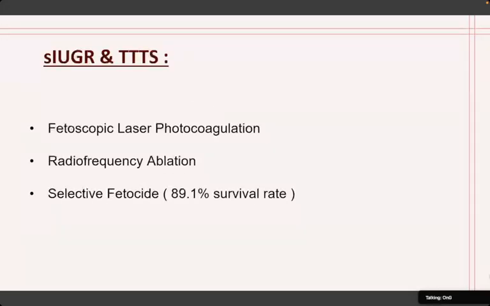Selective IUGR and triple TS. So here, performing fetoscopic laser photocoagulation for selective IUGR in the presence or absence of twin-to-twin transfusion syndrome has similar outcomes. The survival of the larger twin is reduced when fetoscopic laser photocoagulation is used for selective IUGR versus triple TS. Radiofrequency ablation showed better results in the survival for the larger twin with selective IUGR. The fetal reduction showed to be the most preferred method to increase the survival of the larger twin when triple TS is not present.